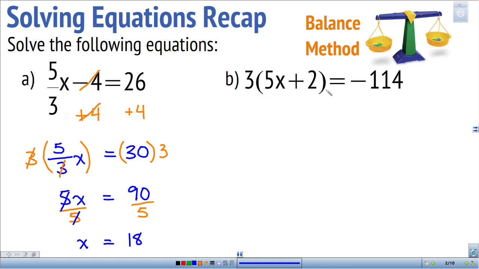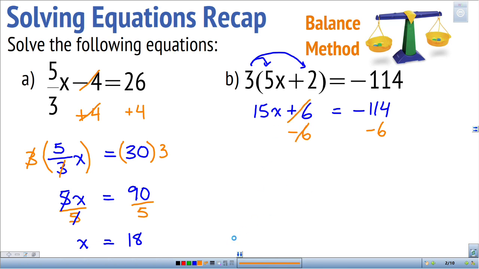So for the second equation here, we're going to do something similar, except here we can simplify first. We can multiply the 3 with both the 5x and with the 2. So we can do 15x, and then 3 times the 2 is 6. That's plus 6 is equal to negative 114. We're going to do something similar to the first equation. We are going to undo this plus 6, and then undo that 15 so that x is by itself. To undo that plus 6 on this side, we're going to do the opposite, which is minus 6. We have to do that on both sides as well.